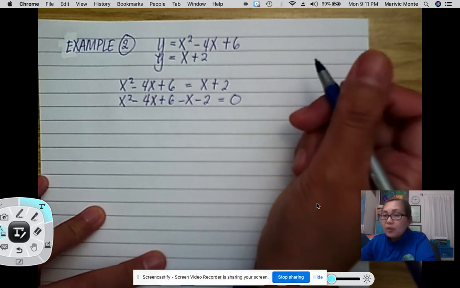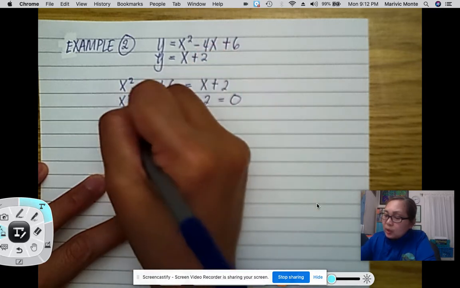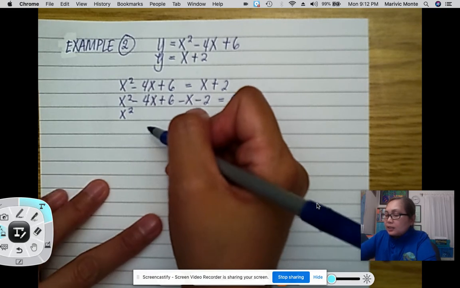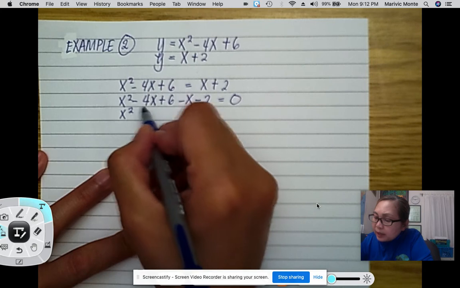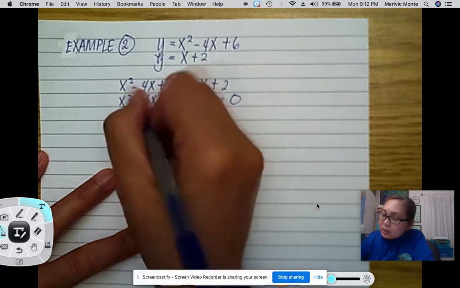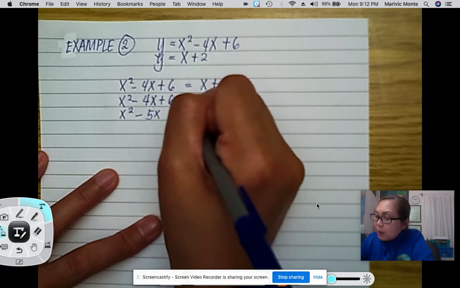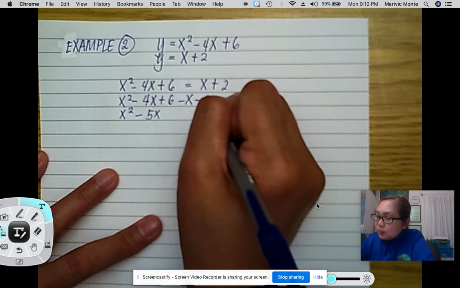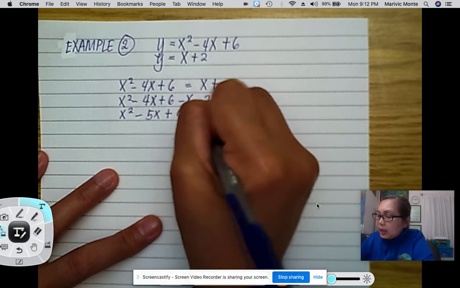Now that I have everything on one side of the equation, I will combine like terms. So I have x squared here, again writing the highest degree term first, and my similar terms are negative 4x and my minus x. So I'm going to end up with a minus 5x because minus 4 and minus 1 would be minus 5. And I have 6 minus 2, which gives me a 4, and equals 0.